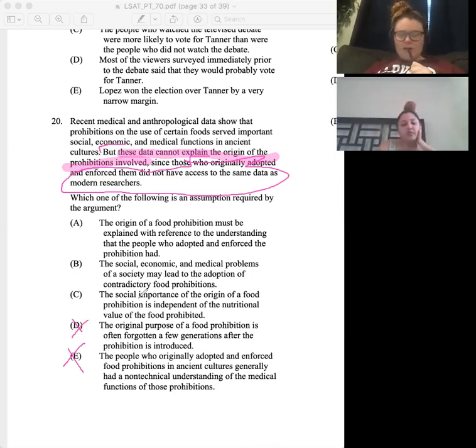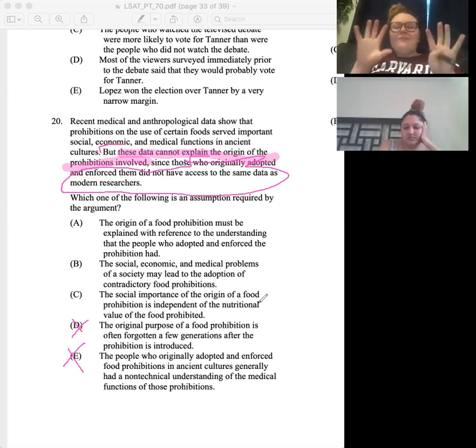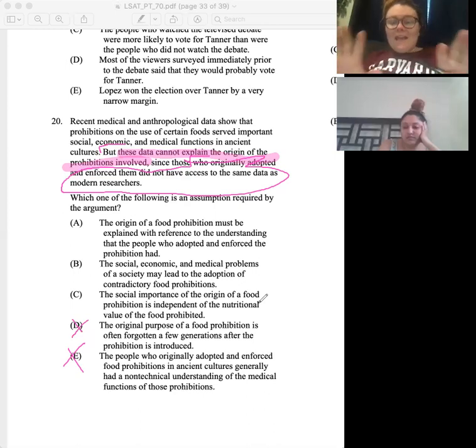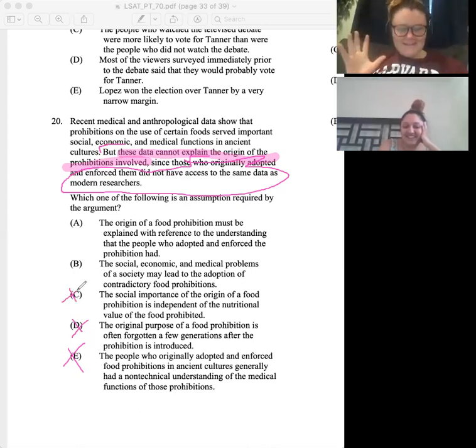C, the social importance of the origin of a food prohibition is independent of the nutritional value of the food prohibited. Once again, what if they have different reasons for why they started? Doesn't matter because they don't have our data. Sorry if I'm overreacting to this. You're fine. Trying to make it stick.